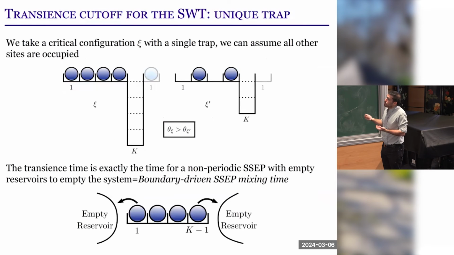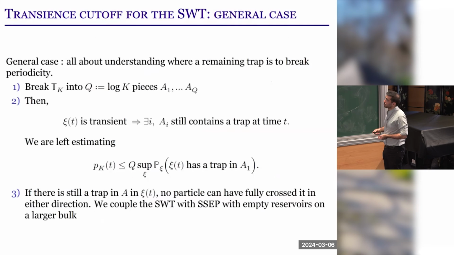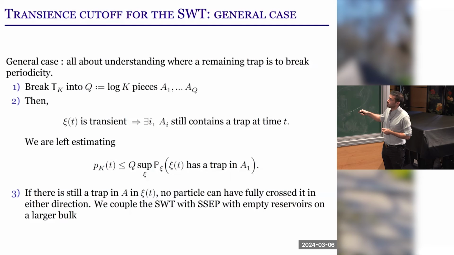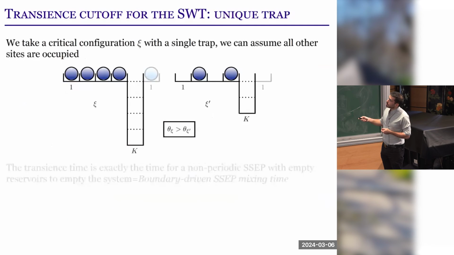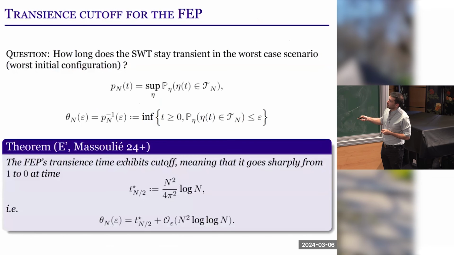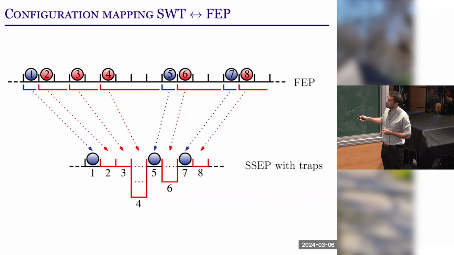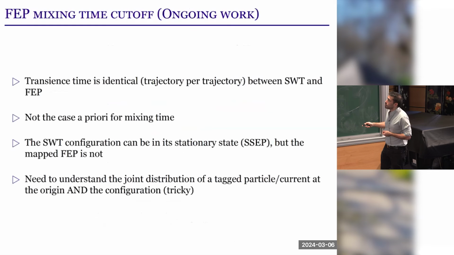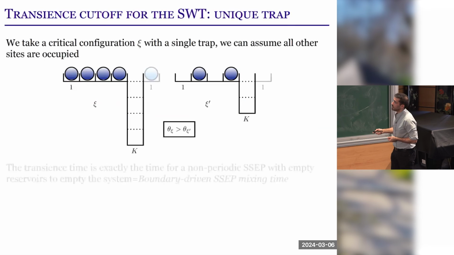Now you need to look at the general case where you don't exactly know where the remaining traps are, and this is of course where the bulk of the difficulty is. The gist of it is you're going to break your system into log k pieces. And actually, this log k is exactly where my main result comes from. This log k is exactly the amount we are losing here. So you break your system into log k pieces.